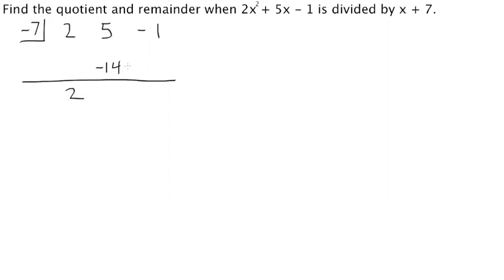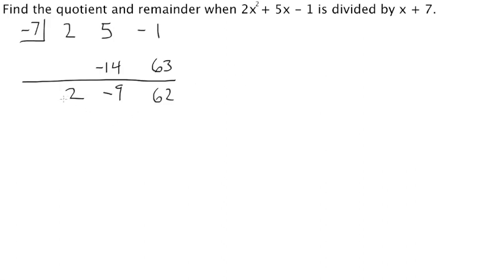Now I add these two numbers. 5 plus negative 14, that's going to be negative 9. Now I'll do it again. Negative 9 times negative 7, so that's going to be positive 63. Now I add them up. Negative 1 plus 63, that's 62. And that's it. I'm done.